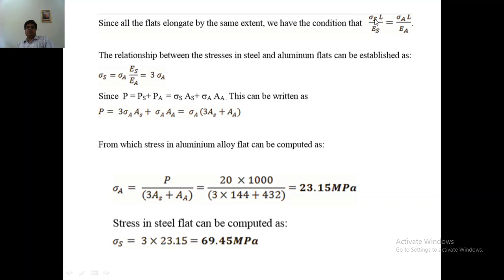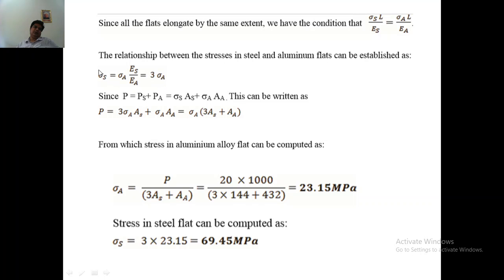So using that condition, the change in length is PL by AE, or sigma L by E. The length of both the members is the same, so keep it common here, whereas the stress in the steel and Young's modulus of steel are different compared to the stress in aluminum and Young's modulus of aluminum. So using this relationship, we will express sigma S in terms of sigma A. Here L and L are common, and Young's modulus is given. So we establish a relationship between sigma S and sigma A. If you substitute the values of the modulus of elasticity of steel and aluminum, you will get sigma S is equal to 3 times sigma A.